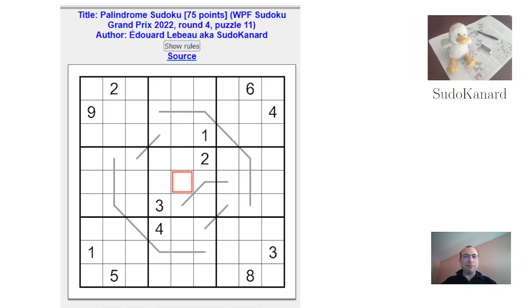Let's have a look at this Palindrome Sudoku puzzle that I created for the latest round of the WPF Sudoku Grand Prix. And the rule is that all of those lines are palindromes, which means that they read the same in both directions. It mainly means that those two digits are equal, those ones are equal, those two ones are equal, those two ones are equal, and the same like this.